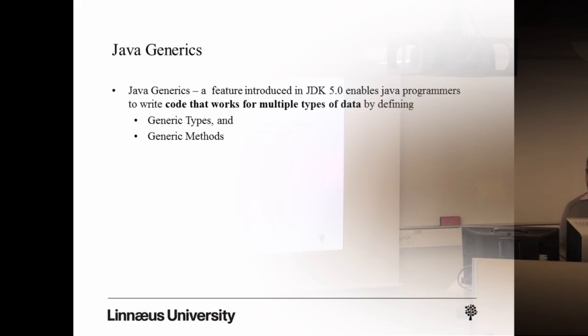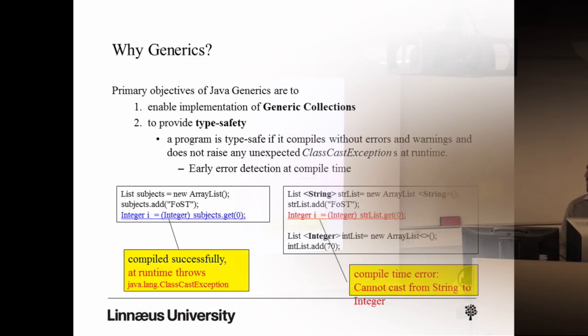This we perform by defining generic types. And when I say generic types, it means classes and interfaces. And then you can also define generic methods. So we will see what these two are. But before moving on, maybe a question comes to mind: why do we need Java generics? So there are two primary objectives for which we need Java generics. The first one is that it allows the implementation of generic collections.